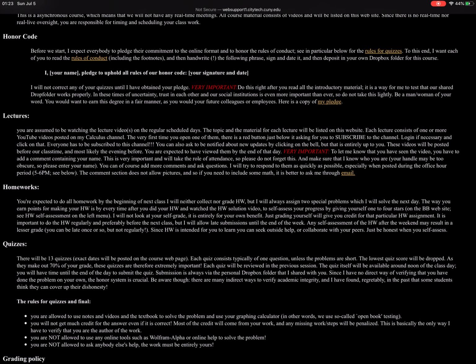There's also a way for us to test that the Dropbox folder works. And do this as soon as possible. I would want you to do this by Monday if possible. If you have problems setting up the Dropbox, okay, we'll figure it out, try to sort it out. But it has to be done before I give you any grade.